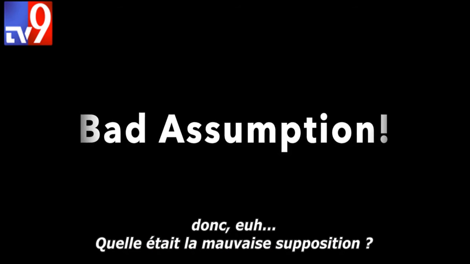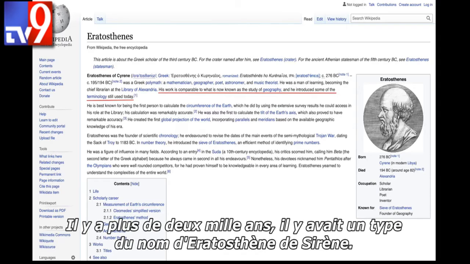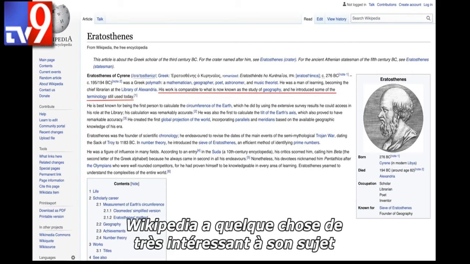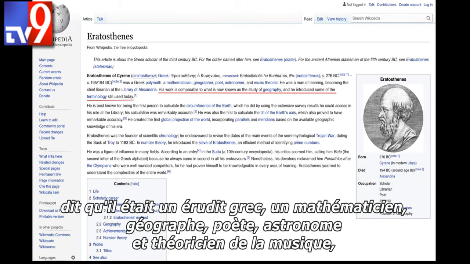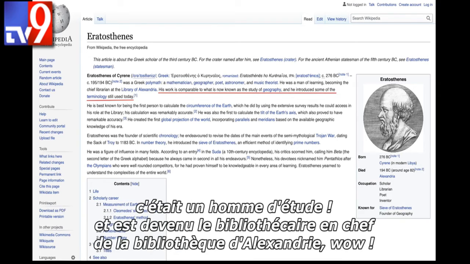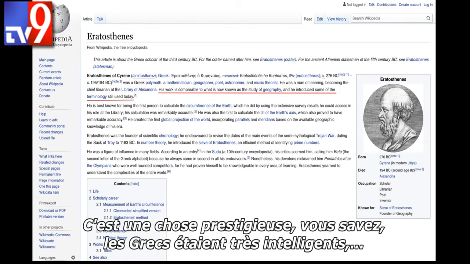So what was the bad assumption? Well, 2,000 plus years ago, there was a fellow by the name of Eratosthenes of Cyrene. Wikipedia has something very interesting on him. Besides how you pronounce and spell his name there, it says he was a Greek polymath, a mathematician, geographer, poet, astronomer, and music theorist. He was a man of learning, becoming the chief librarian at the Library of Alexandria. Wow. Yeah, that's a prestigious thing. You know, the Greeks were very smart, you know.